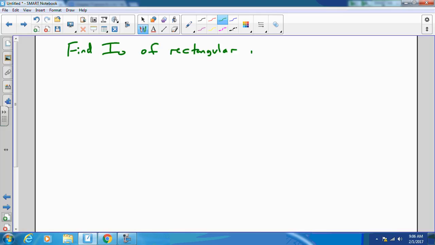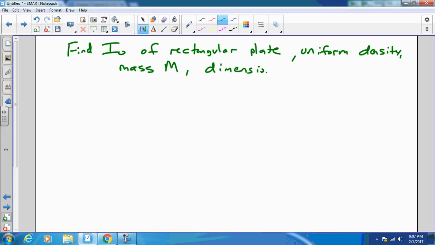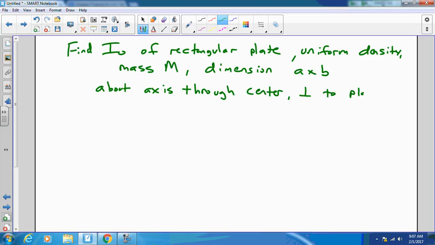Find the moment of inertia of a rectangular plate of uniform density, mass m, dimensions a by b, about an axis through the center and perpendicular to the plate.